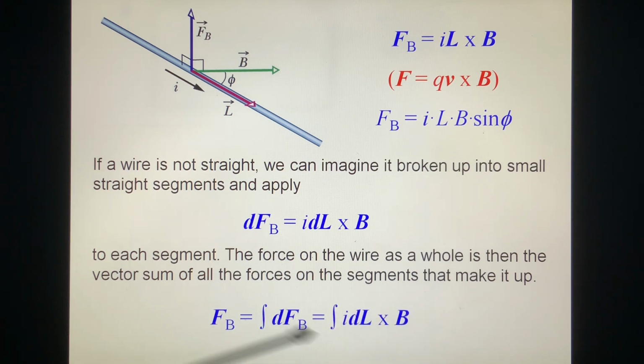So you do the integration, you get F_B equal to the integral of dF_B equal to the integral of I dL cross B. Don't think that's simple. It looks simple, but when you do it, it's not simple. This is a vector. You have to resolve it into x, y, z directions. You find F_Bx, F_By, F_Bz respectively. And then you combine these three components: F_B equal to F_Bx i plus F_By j plus F_Bz k.